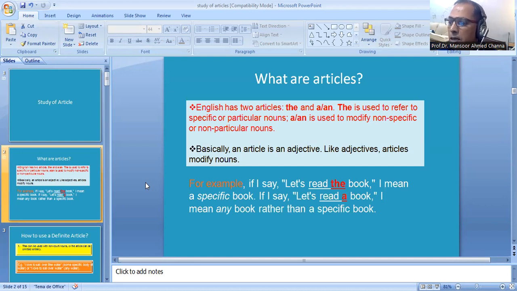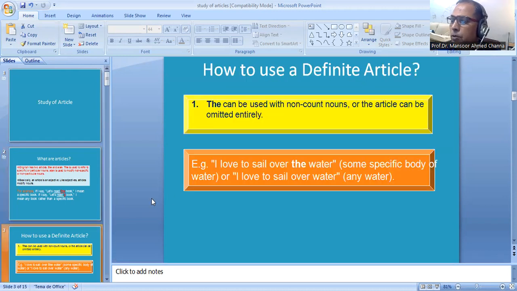Basically, an article is an adjective. Like adjectives, articles modify nouns. For example, if I say, let's read the book, I mean a specific book, a particular type of book. If I say, let's read a book, it means any book rather than a particular one, a general type of book you need to read.